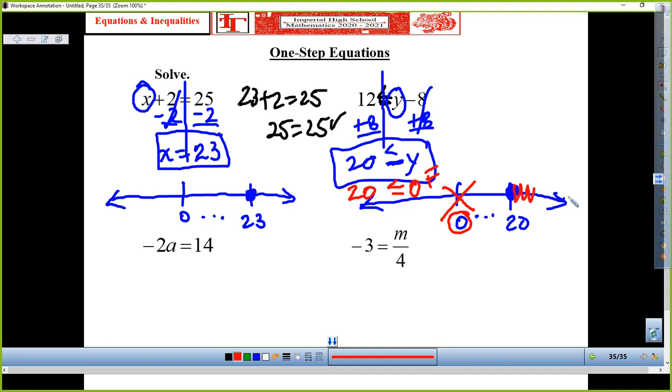Is it coming back? Yes? And how do I check, Mr. Q? Well, select a number from here. What number do you think I'm going to select from this section, guys?